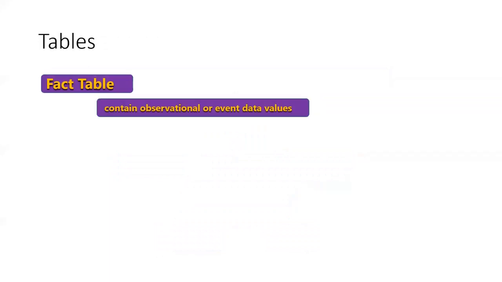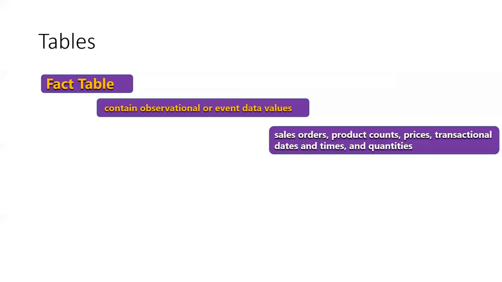Now the fact table. The fact table contains observational or event data values. Whatever the daily transactions happening in a day, all the data will be stored in the fact table. Like you can say sales orders, product counts, prices, transactional dates and times, and quantities. These are stored in the fact table.